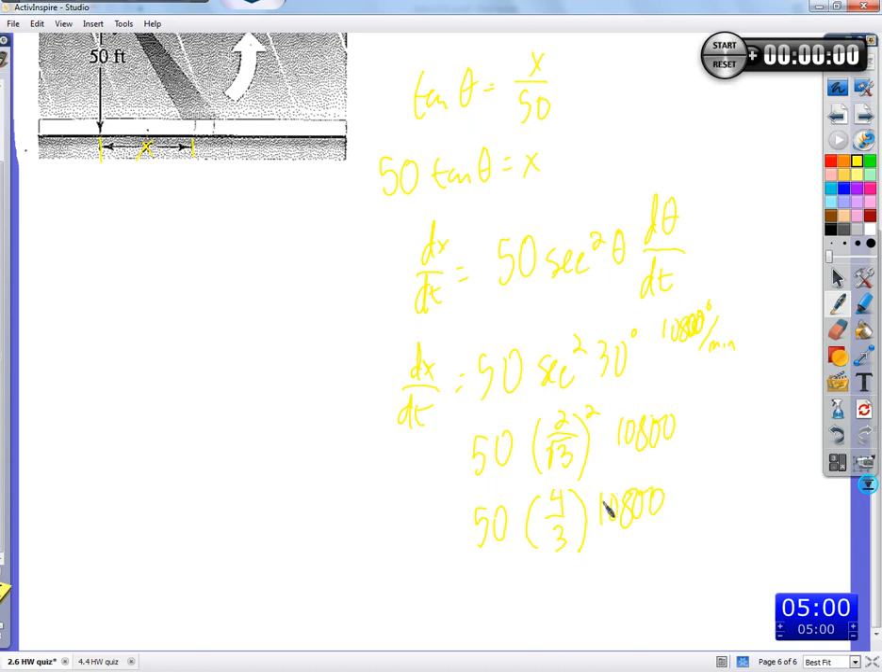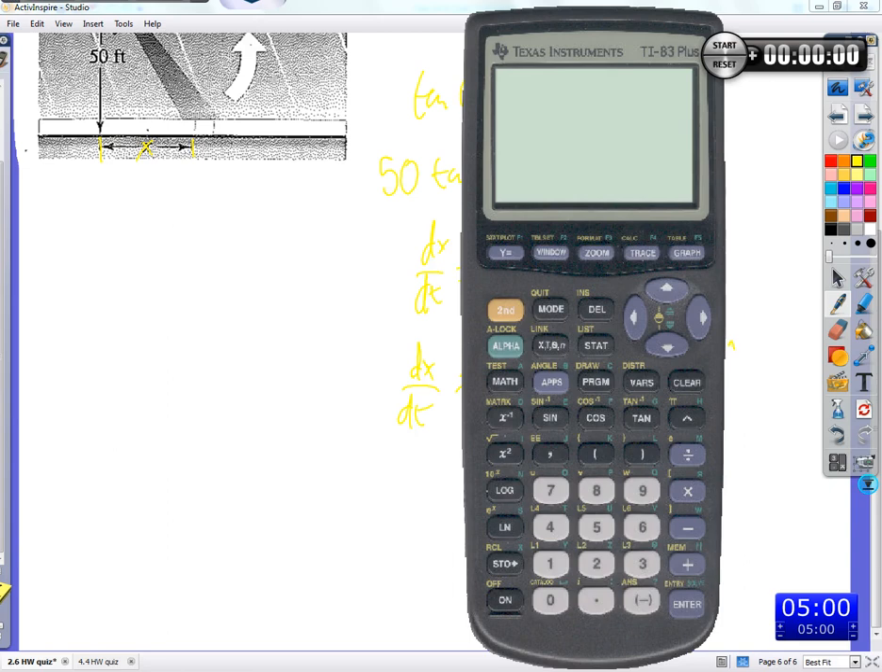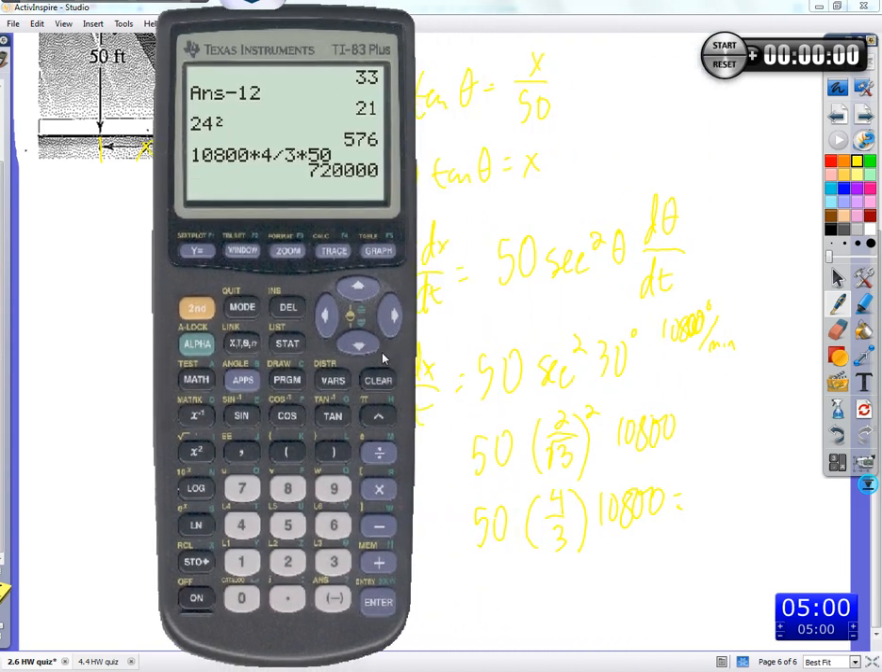This is divisible by 3. How did you know that? Just add the digits of 10,800, the good old trick. 10,800 times 4 thirds, times 50. Did I do something wrong? The calculator respects the order of operations and does everything from left to right, so it'll first multiply by 4, then divide by 3, which would be the same thing. If you put it in parentheses, it would be the same.